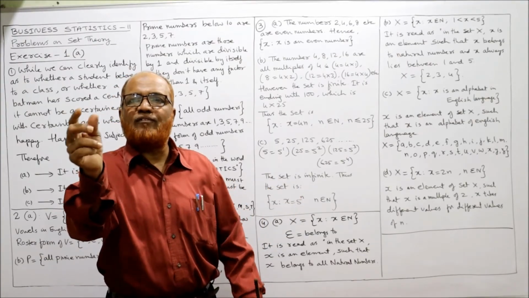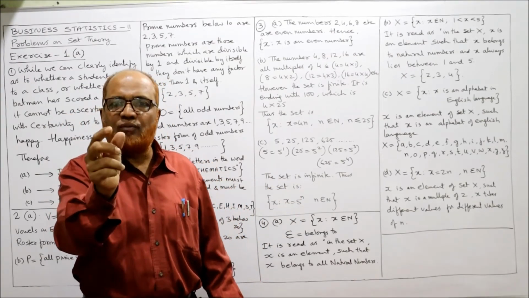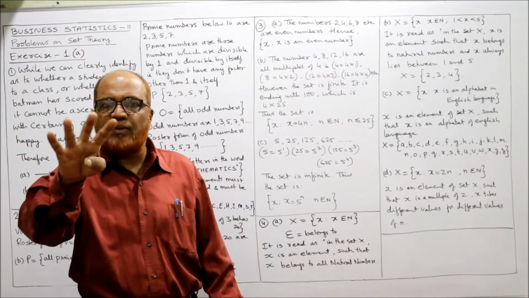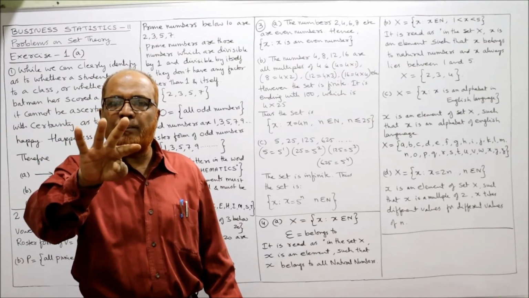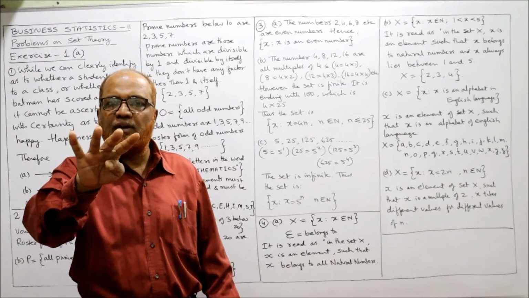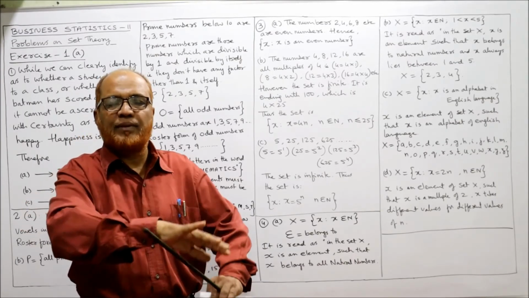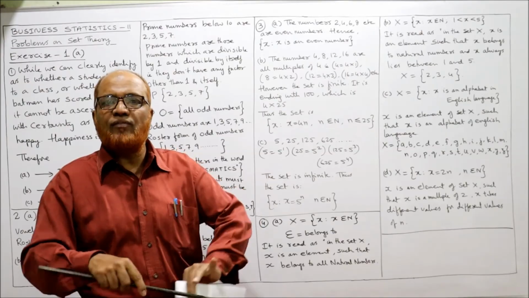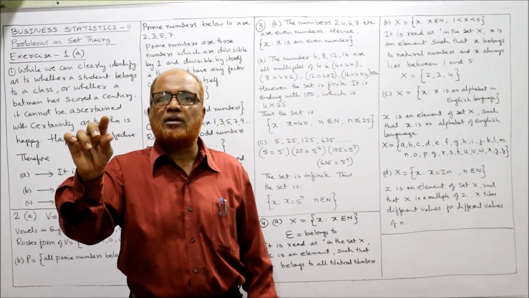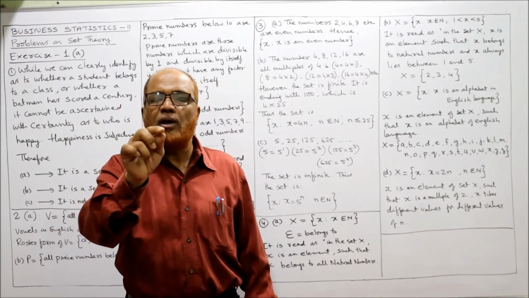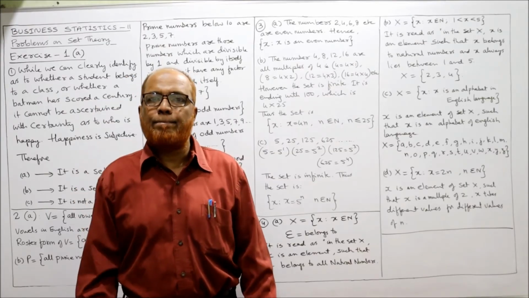Then 5 to the power of 4, 5 into 5 into 5 into 5, 4 times. If you multiply 5 into 5, 25. 25 into 5, 125. 125 into 5, 625. So here it is given 625. So we can think about the rule. What is the rule? 5 to the power of n.